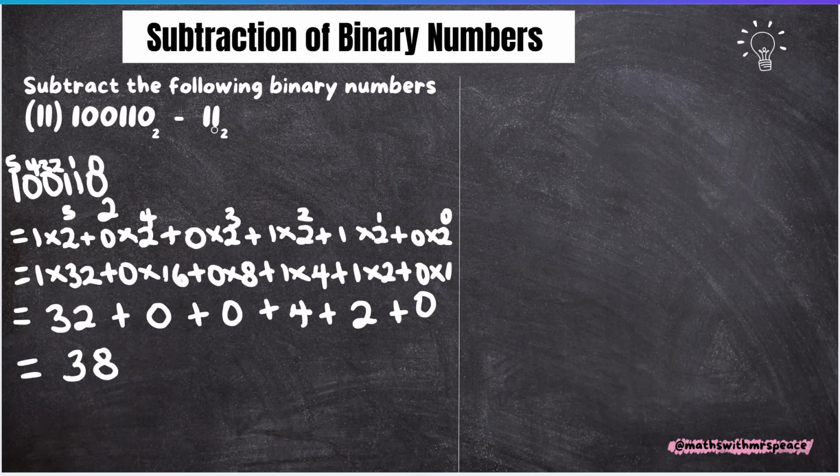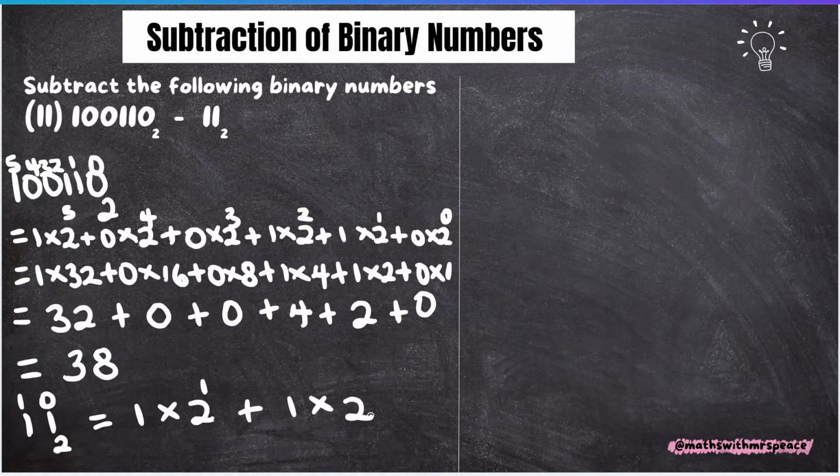Next, we are going to convert the second number, which is 11. So I'm going to go ahead and write 11 in base 2. We'll indicate our powers above each number. We have 0 and 1. It's pretty short. We have 1 times 2 raised to the power of 1 plus 1 times 2 raised to the power of 0. This is going to give us 1 times 2 raised to the power of 1 is 2 plus 1 times 2 raised to the power of 0, which is 1.